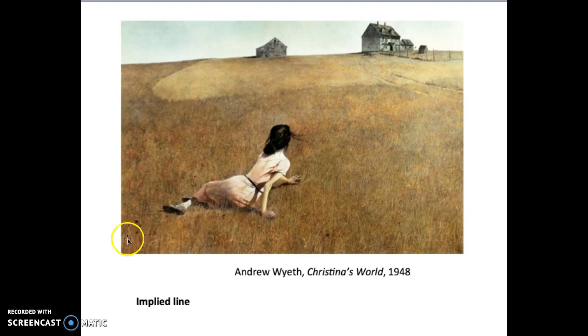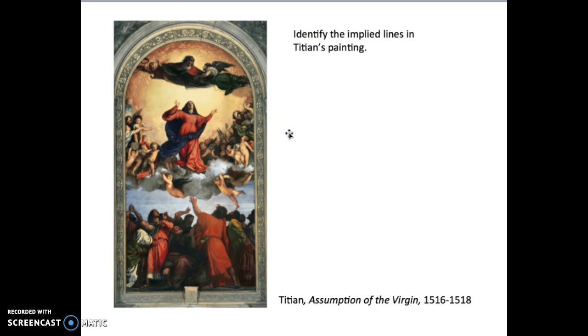Implied line is a line that's created by movement or direction, such as the line that's established by a pointing finger or the direction of a glance, perhaps a body moving through space. So in Andrew Wyeth's Christina's World, we've got this very distinct implied line of Christina's gaze back to the house or back to this building. We can imagine this straight line here.